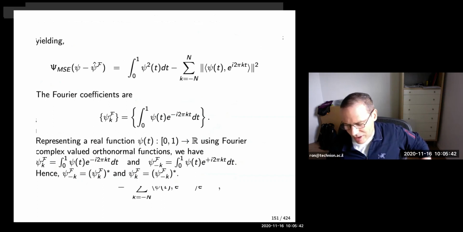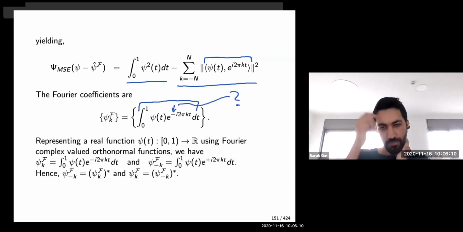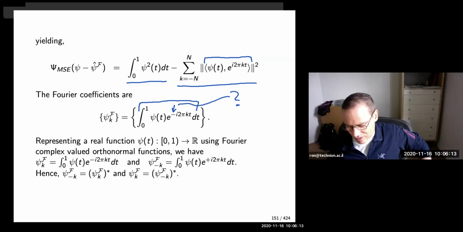So now we can write the error again. What I have is the energy of the signal minus the energy of the coefficients. And these are the Fourier coefficients. Writing them explicitly, you can write them as such, okay? And why do we have a minus here? Conjugate. Yeah, exactly. Thank you. This is exactly the conjugate. So these are the Fourier coefficients. And the minus here is because the inner product of psi with my functions is the multiplication of the function with its conjugate.